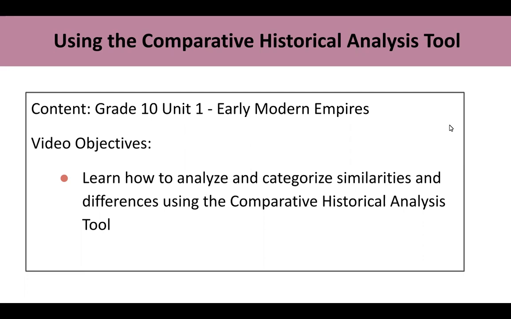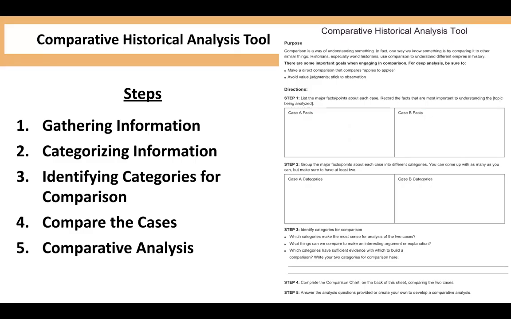The content we'll be using will be from Grade 10, Unit 1 about early modern empires, and our objective is to learn how to actually use this tool to analyze and categorize similarities and differences. So what does the tool look like? There are 5 steps to this tool.